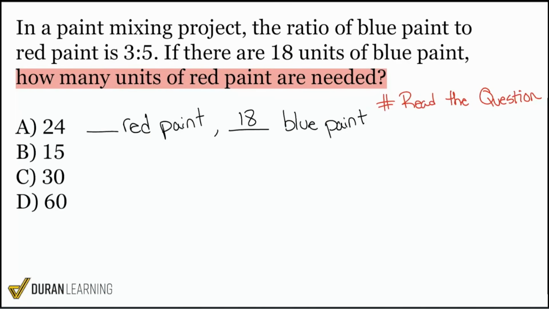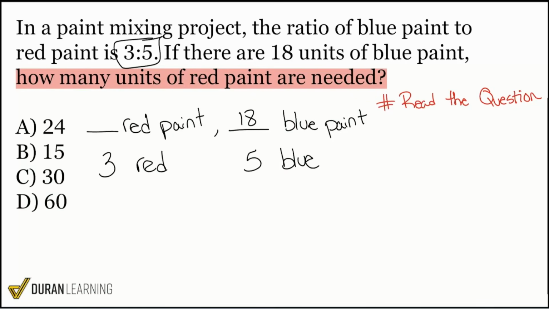But let me show you the fatal mistake that a lot of people make. Watch this. Here's the fatal mistake that folks make. A lot of people will say, okay, I see 3:5, and I'm just going to write 3 and 5, and I see 3 for red, 5 for blue, and they're going to move forward just like that. And then they're going to set up their proportion, and then they're going to get an answer. And guess what? One of these answers might be there to trick you.